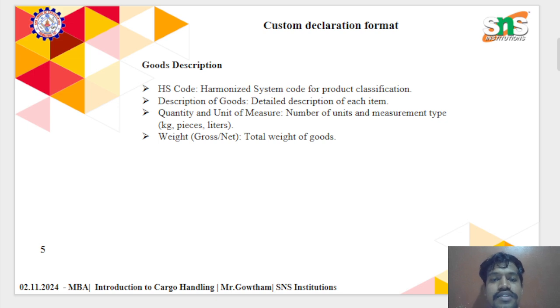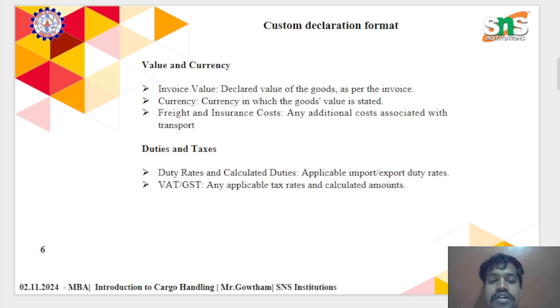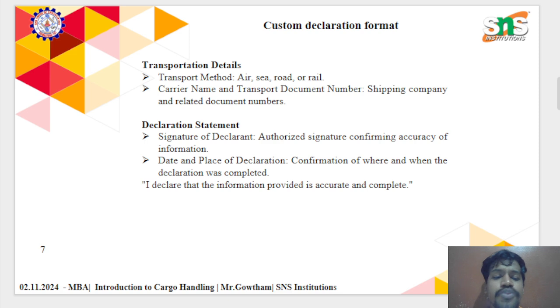Goods description: that is the HS code, description of goods, quantity and unit of measure of the weight. Then value and currency, duties and tax: invoice value, currency, and freight and insurance cost will be included in the bill or invoice or waybill document, and the documents, duties and tax. Transportation details: transportation method, the carrier name and transport document number. Declaration statement, like: I declare that the information provided is accurate and complete.